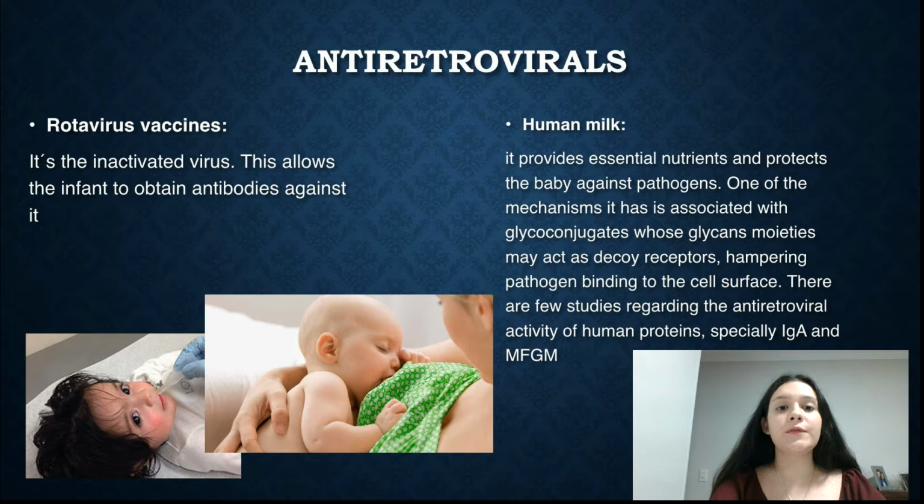Rotavirus vaccines contain an inactivated virus. This allows the infant to obtain antibodies against it. Human milk provides essential nutrients and protects the baby against pathogens. One of the mechanisms it has is associated with glycoconjugates whose glycan moieties may act as decoy receptors, hampering pathogens binding to the cell surface. There are few studies regarding the antirotaviral activity of human proteins, especially immunoglobulin A and MFGM.